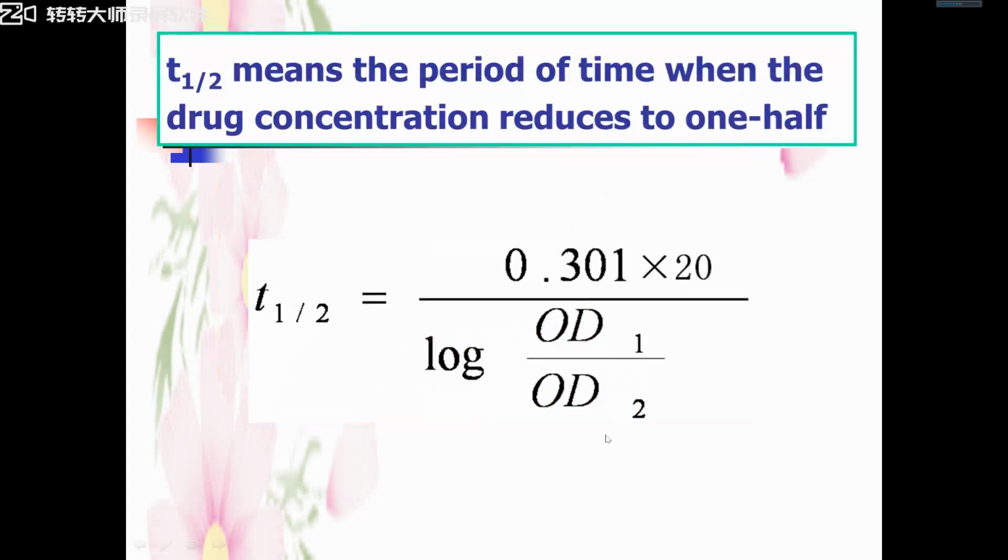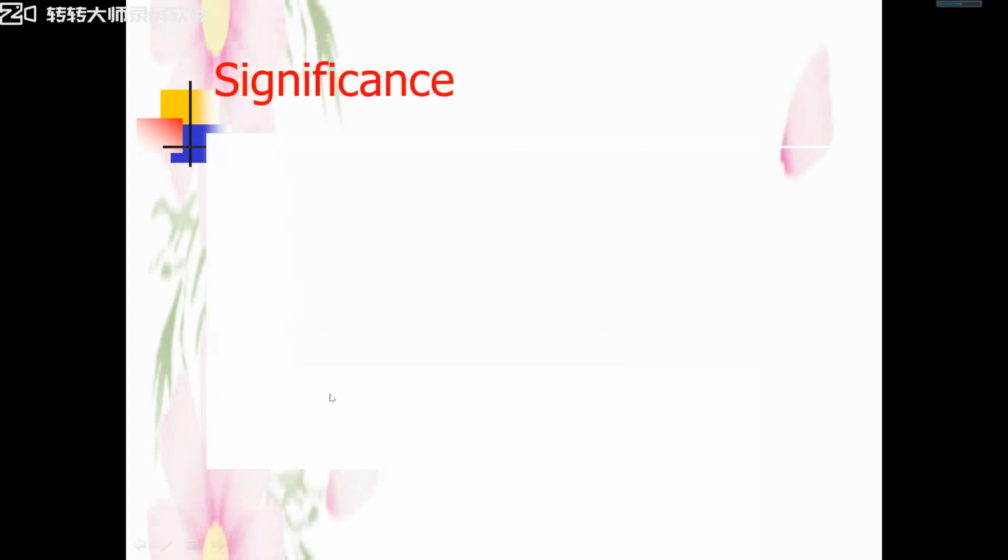Just now we mentioned the definition of half-life means the period of time when the drug concentration reduces to 1/2. And we have obtained the half-life equation. Half-life equals 0.301 multiplied by 20, where 20 means the interval time, divided by log OD1 over OD2. So later we will use this formulation to calculate half-life. Why should we do this lab and observe the half-life? Because half-life is a very important pharmacokinetic parameter.